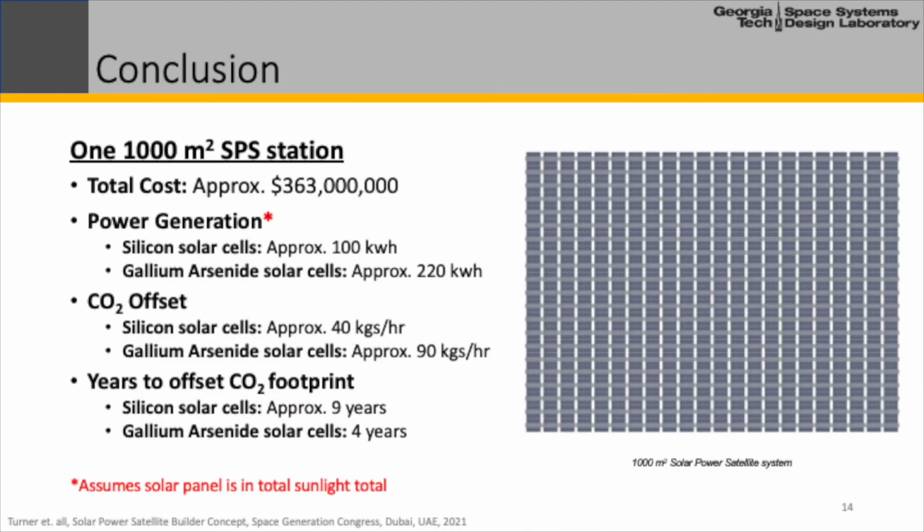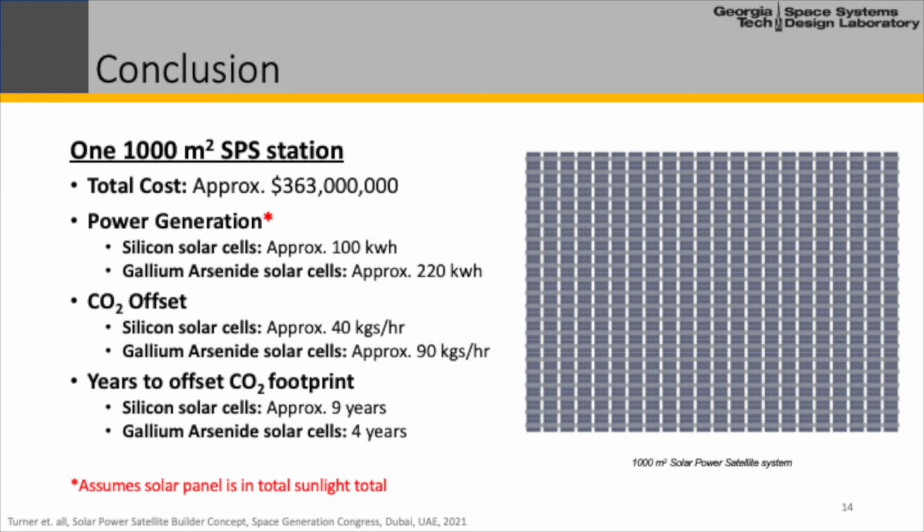In conclusion, it can be seen that by building one of our solar power satellites, it would cost about $363 million. The total CO2 footprint associated with this would be about 1,600 metric tons. Depending on the solar cell used, you'd be able to generate 100 kilowatt hours of power and offset about 40 kilograms of CO2 per hour if you use silicon solar cells. Or in the case of gallium arsenide solar cells, you'd be able to produce about 220 kilowatt hours of power and offset about 90 kilograms of CO2 per hour.